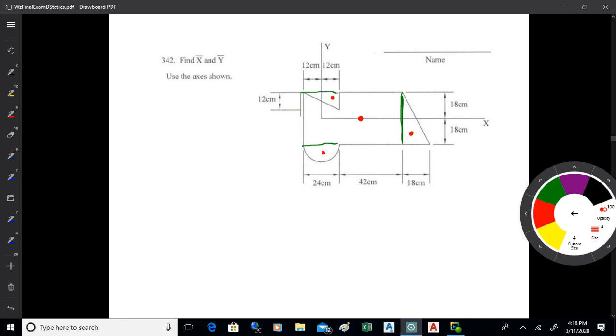So would you treat the center square and then just subtract the values of the triangle from it? Yes, so it's a cutout. We've got a triangular cutout, a rectangle, a semicircle, and another triangle.